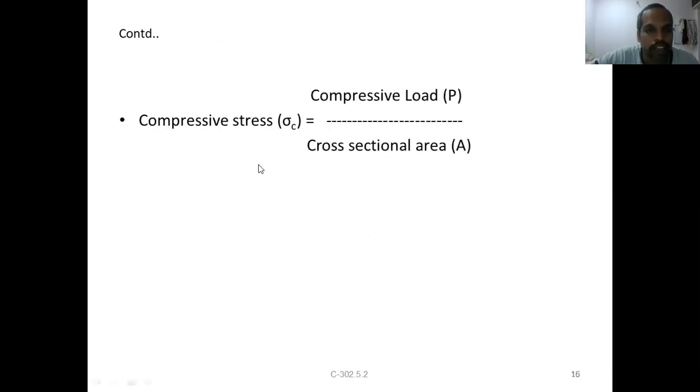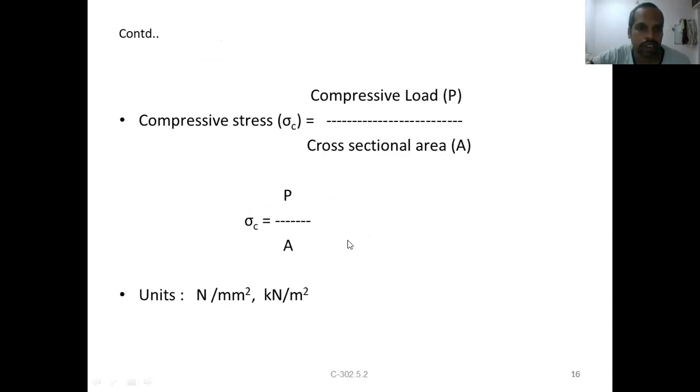So how to calculate the compressive stress? In a similar way, compressive load divided by cross-sectional area. Load by area, just like the basic formula of stress. If you want compressive stress, it is compressive load by area. If it is tensile, tensile load by area. Like this. What are the units of stress? The stress units remain the same, that is Newton per millimeter square, or Newton per meter square, or kilonewton per meter square, like that. Right?